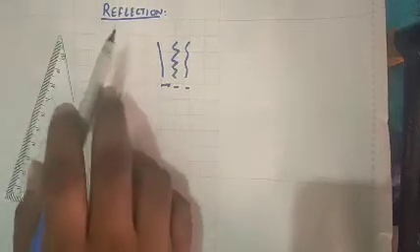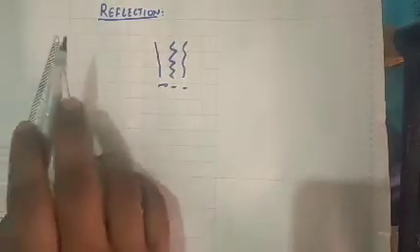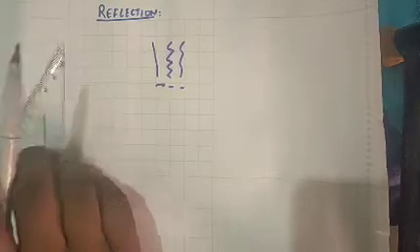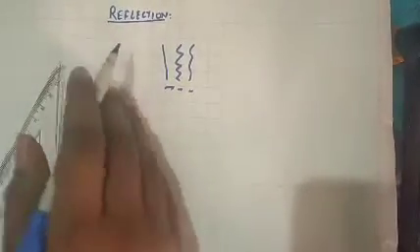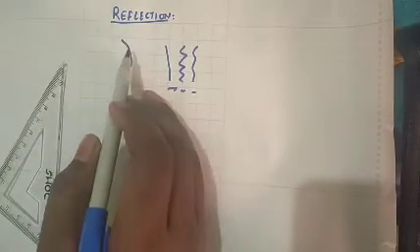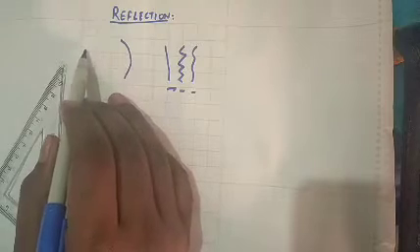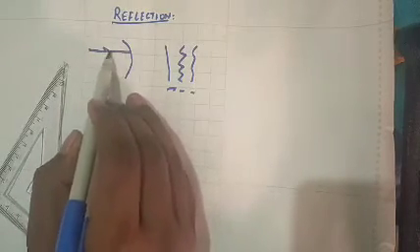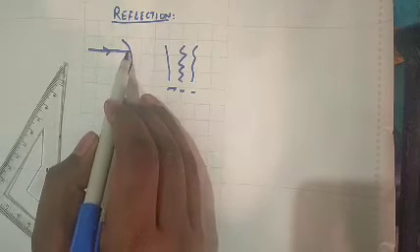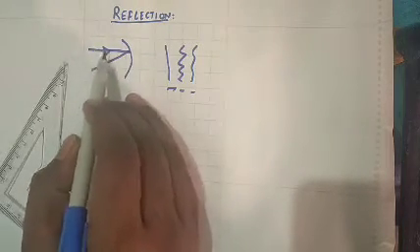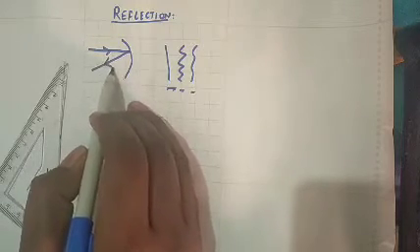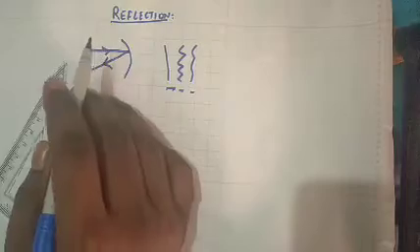And as far as the actual definition is concerned, reflection is what you know and feel, and see every day in your life. Reflection means when light strikes a reflecting surface, like a metal or a mirror, the surface has the ability to rebound this light ray in a certain direction, and this phenomenon is called reflection.